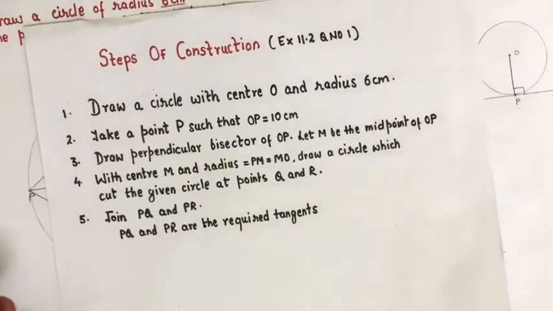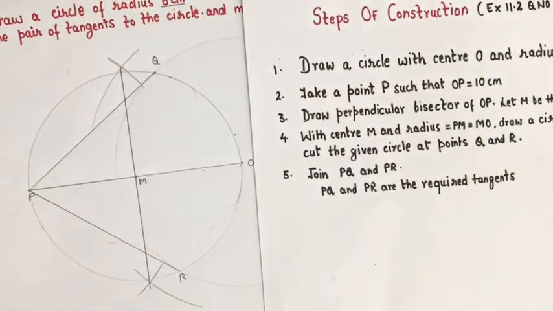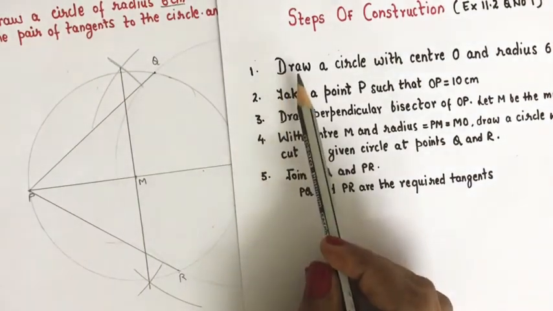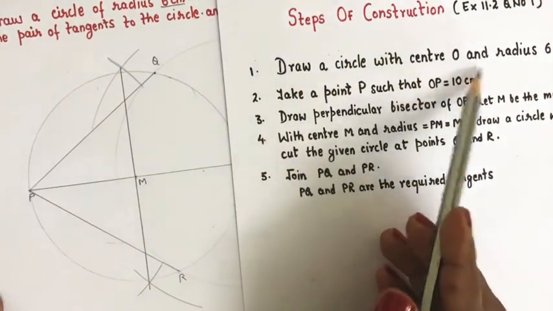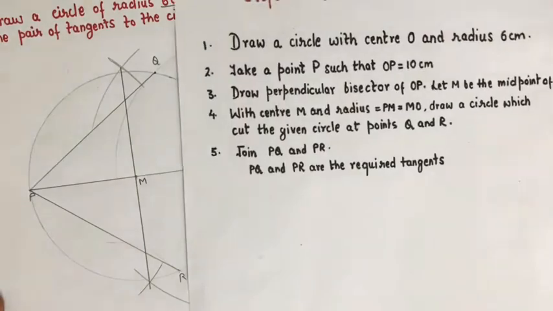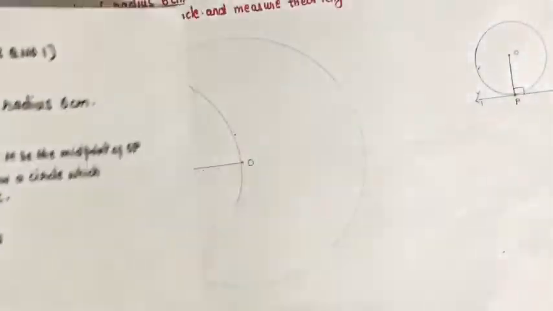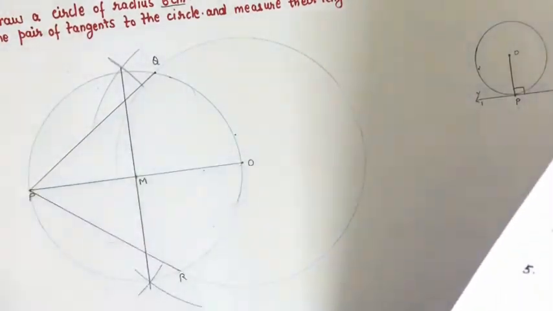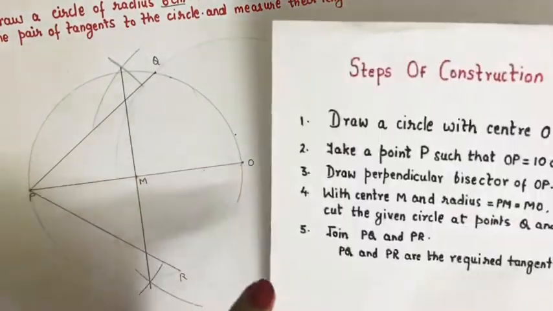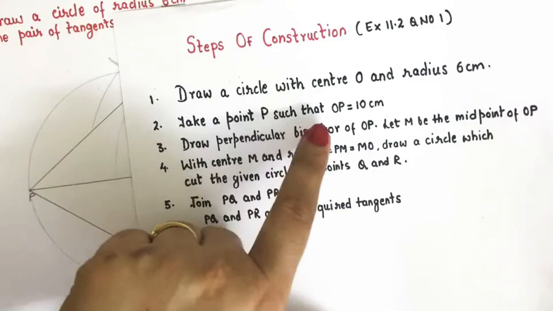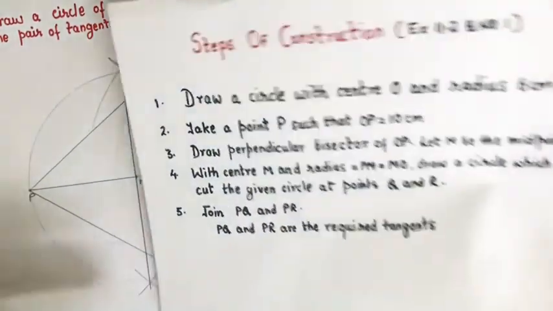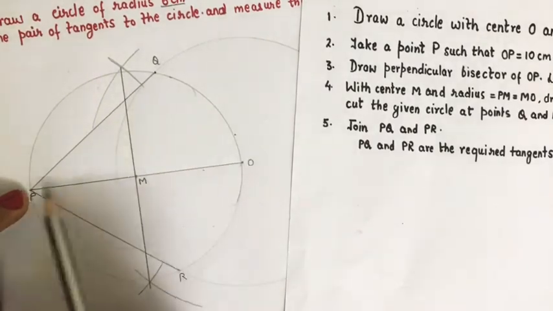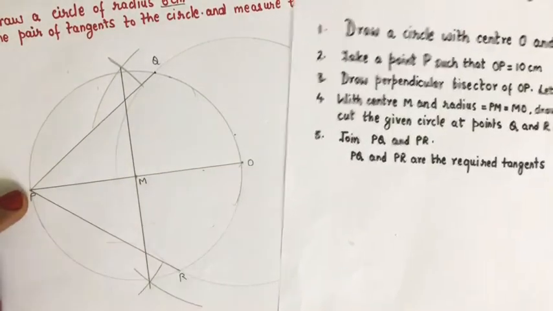Now we will just connect what we have to do. You can write in your own words, children. So first thing, what did we do? We drew a circle with center O and radius 6 centimeter. Then we took a point P such that OP is 10 centimeter. We took a point P and drew a line of 10 centimeter, right?